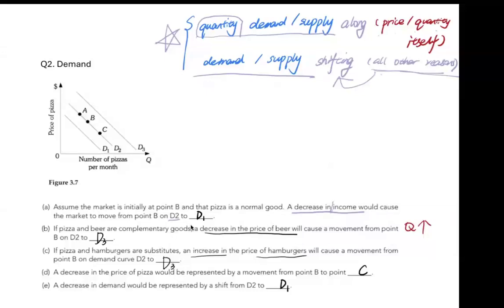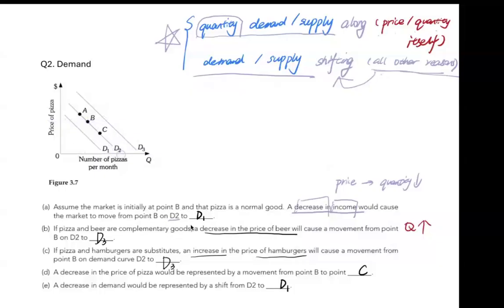Now the income decreases, which means that, assuming the price is fixed, the quantity that you can afford decreases. Before that, you could buy B, right? But because of the decreased income, you can only buy this point. So it causes the shift from D2 to D1.